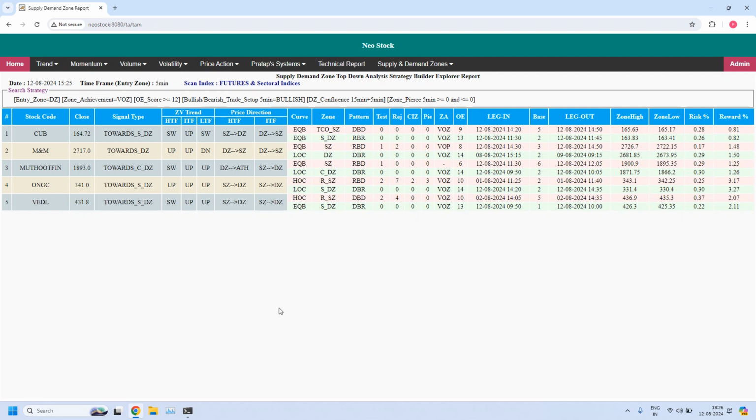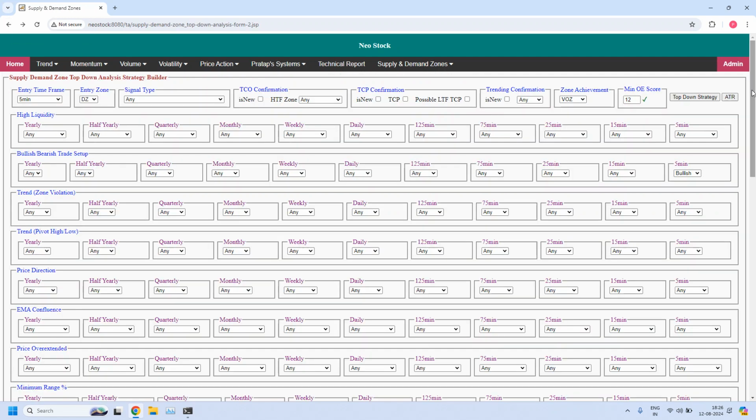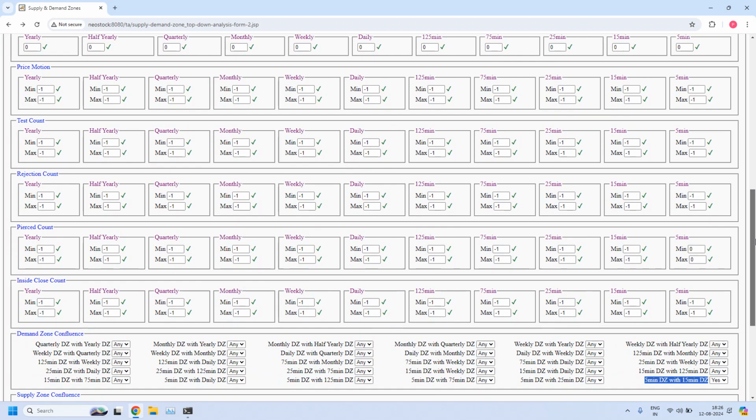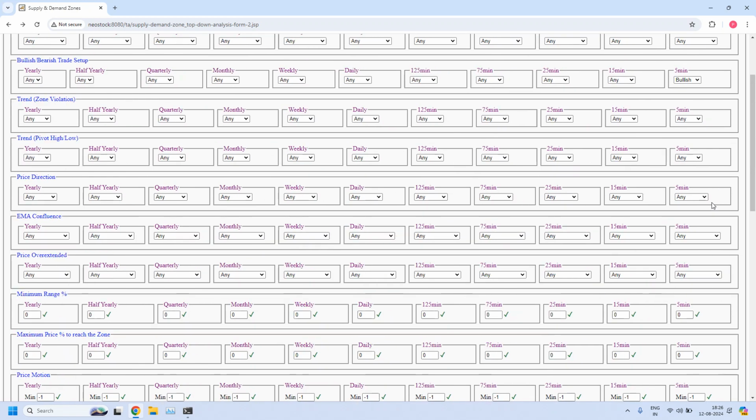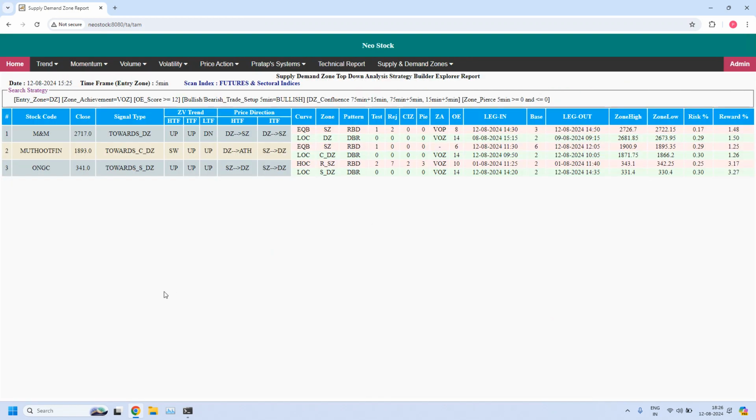Okay, fine. Now out of these 5, whether they are having any confluence with even HTF time frame, let us verify. HTF is 75 minutes time frame. So in the demand zone confluence, 5 minutes demand zone with 15 minutes demand zone, 5 minutes demand zone with 75 minutes demand zone, and also 15 minutes demand zone with 75 minutes demand zone. So that means LTF, ITF, HTF confluence. So 3 stocks are currently supporting even LTF, HTF and ITF confluence. This is for hourly income trade.